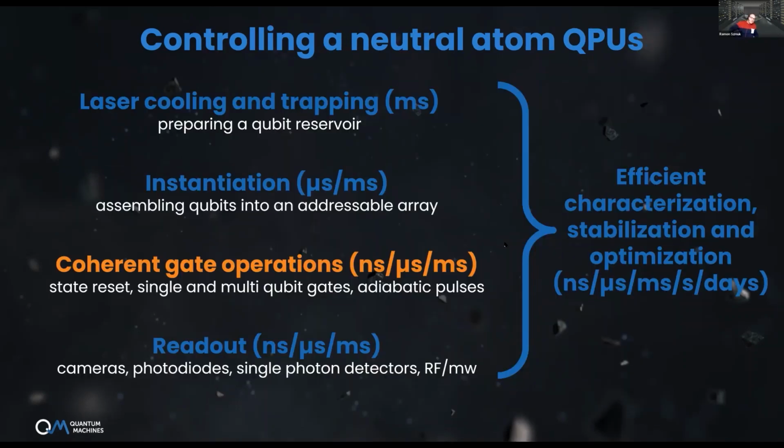The third thing that you need to provide in a quantum control system for any kind of QPU, but in Rydberg as well, is coherent gate operation. So you need to be able to reset qubits, right? To do single and multi-qubit gates, to generate a universal set of gates.